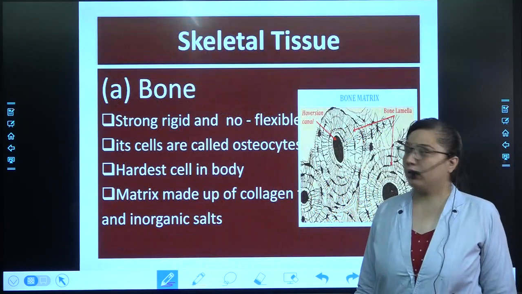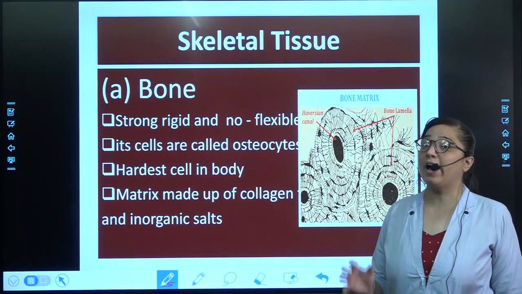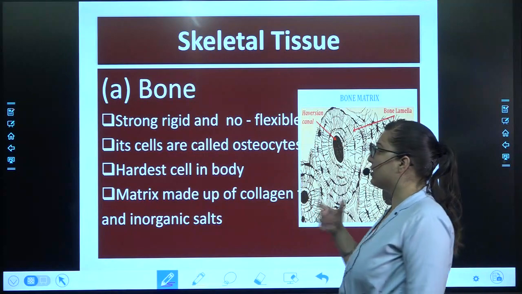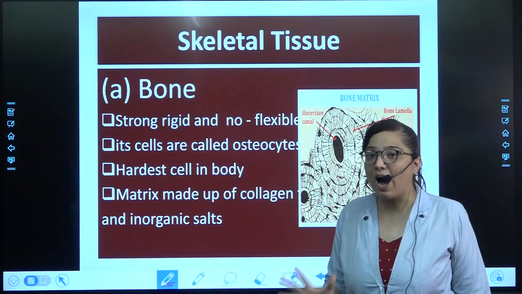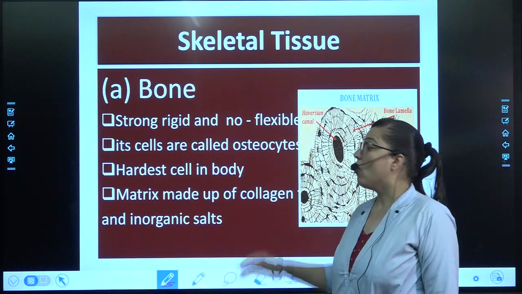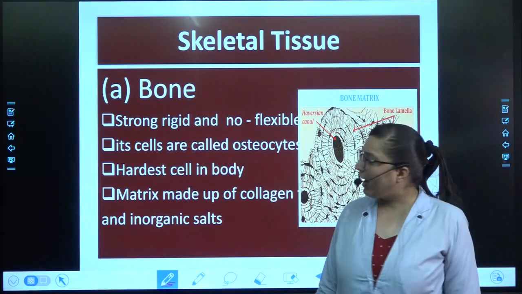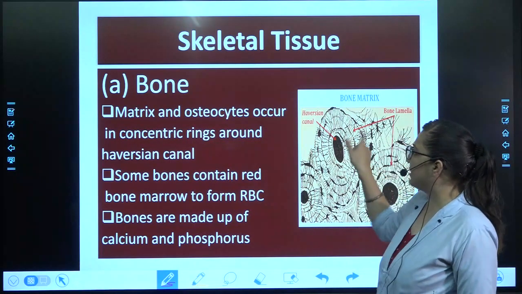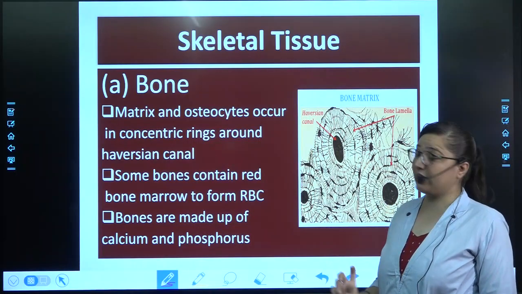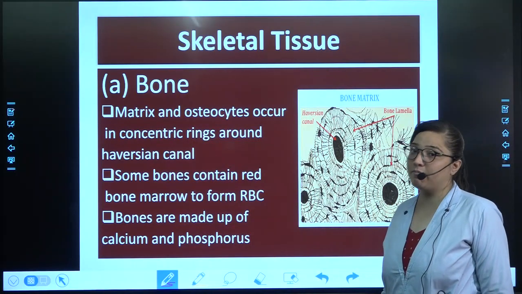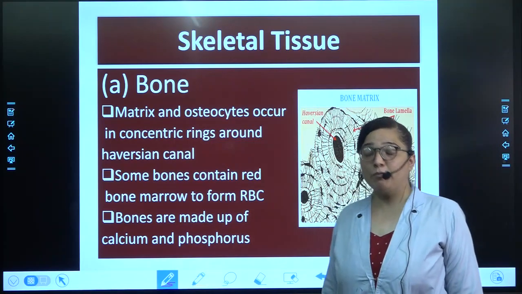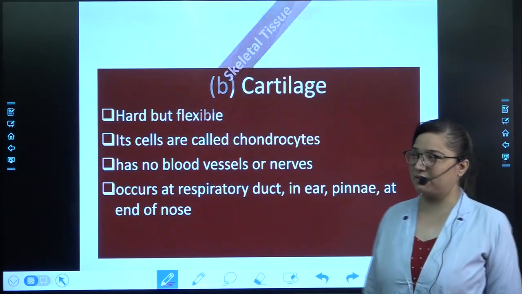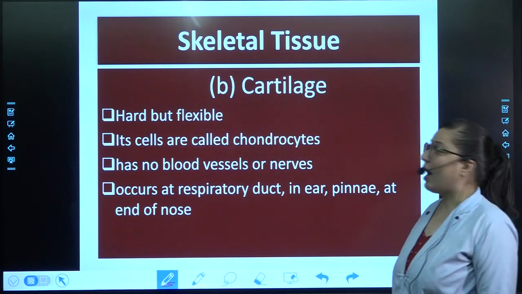Then about the bone. Bone is a strong, rigid and non-flexible part. What are its cells called? Its cells are called osteocytes. These are the hardest cells which are found in the body. What is its matrix made up of? Collagen and inorganic salts. The matrix and osteocytes are arranged in the form of concentric rings around the Haversian canal. Sometimes they contain red bone marrow for the formation of RBCs. And what are the bones made up of? Calcium and phosphorus. Then comes cartilage, hard but flexible.